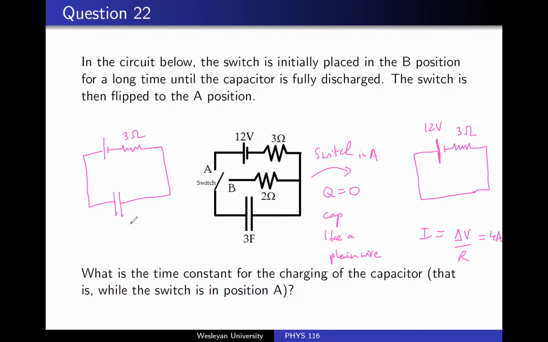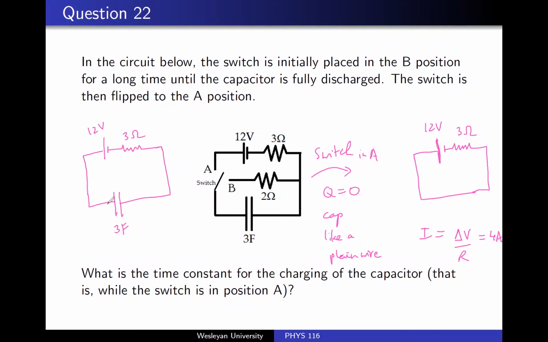This is 3 ohms, this is 3 farads, this is 12 volts. And so if we look, there's only current flowing in one loop. And so there's only one capacitor, the 3 farad, and only one resistor, the 3 ohms.